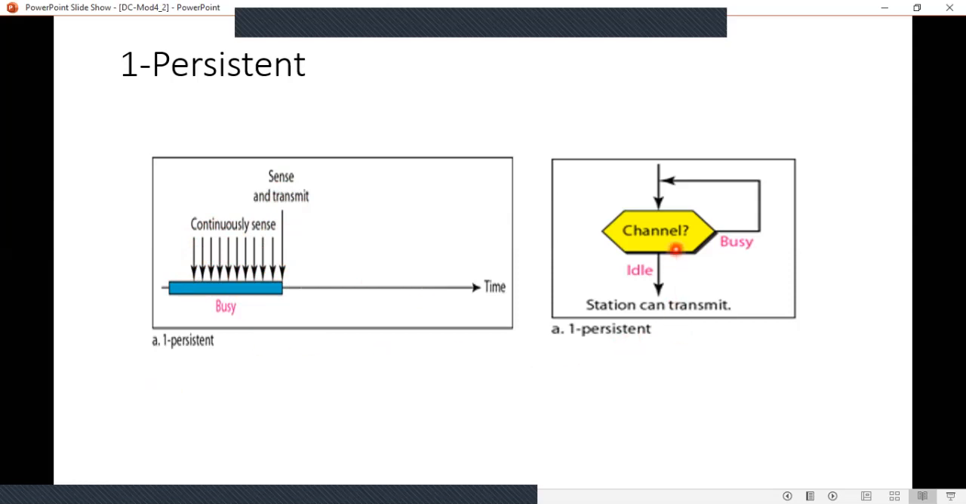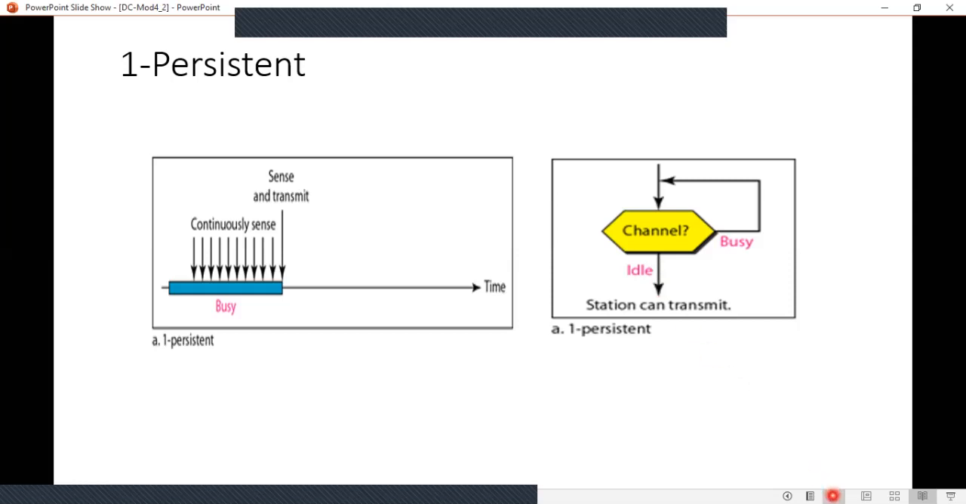Now here is the data flow for one persistent. See here, it is checking whether the channel is free or not. If it is free, that is idle, then the station can transmit its data. If not, that is if the channel is busy, then again it will go on sensing whether the channel is free or idle. Understood? It will go on sensing again and again until the channel becomes idle. Once it is idle, it will send the frame.